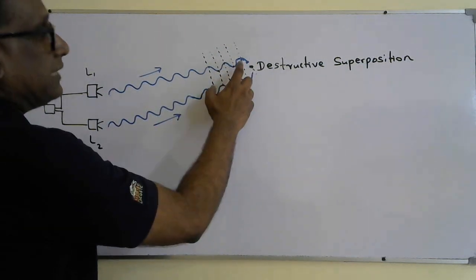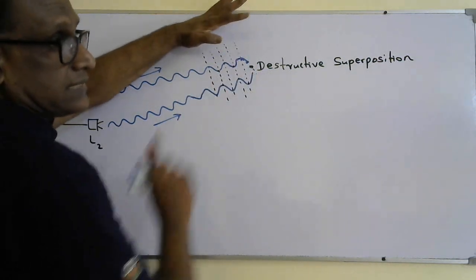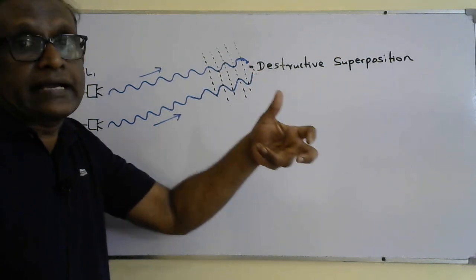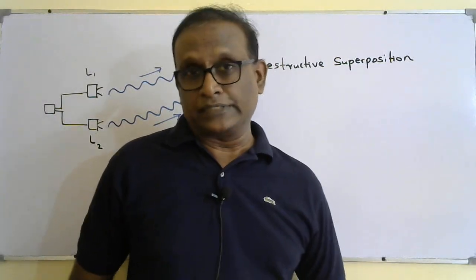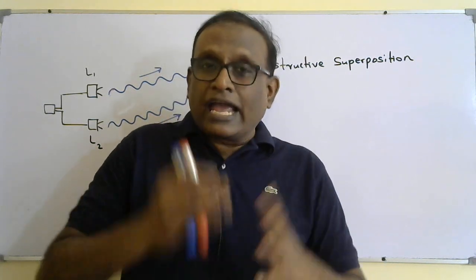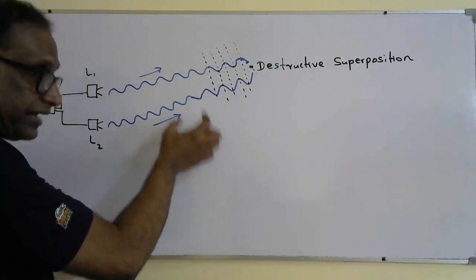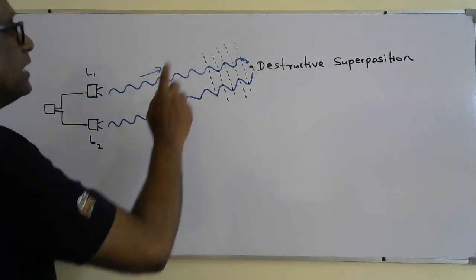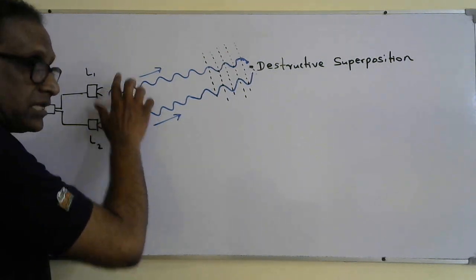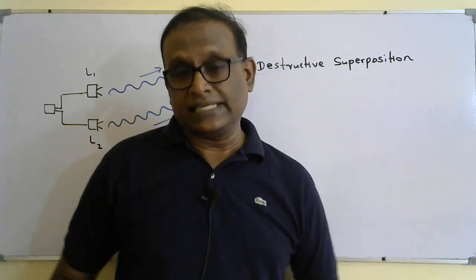So at this point, this will not happen. When a crest comes here, a crest could also reach the same point. So a point where destructive superposition was happening might become a constructive superposition, and then it will become an unstable superposition pattern. So to have a stable superposition pattern, they should have the same wavelength, meaning the same frequency. Second, the phase relationship between the two waves should remain constant. The phase relationship should remain unchanged.